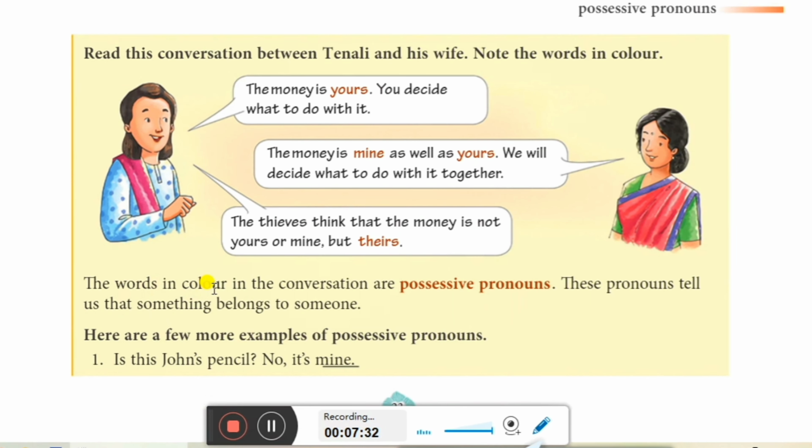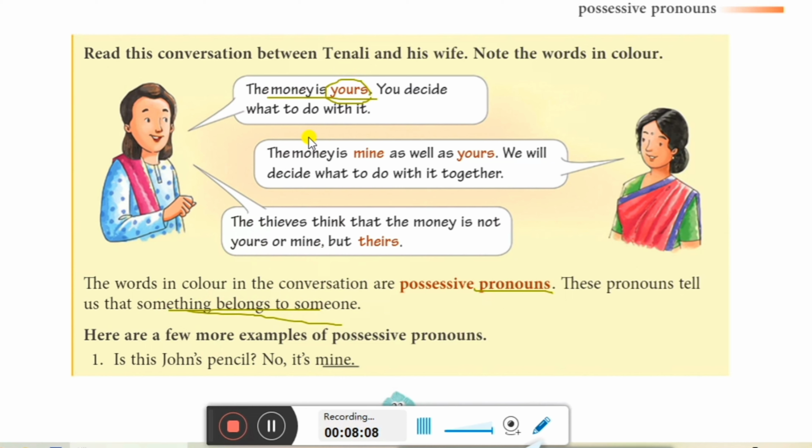The words in color in the conversation are possessive pronouns. These pronouns tell us that something belongs to someone. So, possessive pronouns. You already know what pronouns are, and now we are discussing a type of pronoun which is the possessive pronoun. It talks about something belonging to someone. Let's see the example. "The money is yours," which means the money belongs to Tenali's wife. He's saying that the money belongs to you. When something belongs to someone, it's a possessive pronoun. So yours is a possessive pronoun.